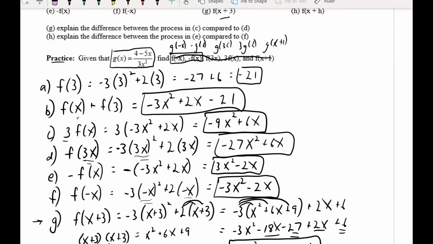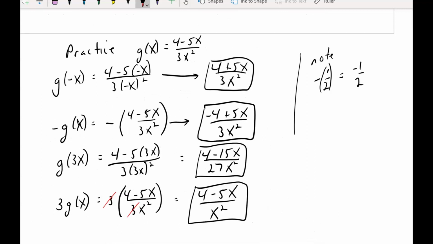Okay, we're going to try now to do the next ones. Again, I'm going to have you try g of 3x and 3g of x, so pause the video and then we'll talk about those in a minute. Okay, and there they are. For g of 3x, just replace x with 3x, and we can't really simplify this anymore. For the second one, notice that the 3 is in the numerator, so we can cancel it with this 3 in the denominator, and that just simplifies to 4 minus 5x over x squared.